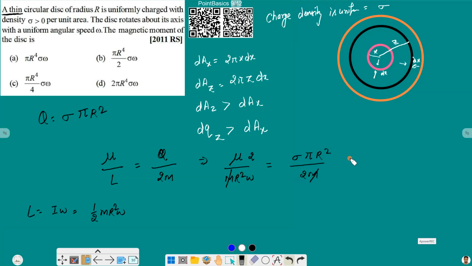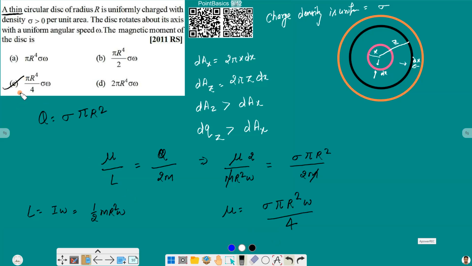And we have mu is equal to sigma pi r square omega by 2 into 2, by 4. That is option C for us.